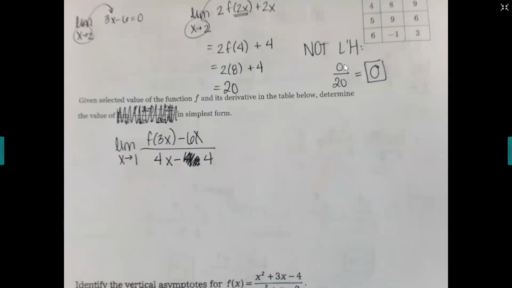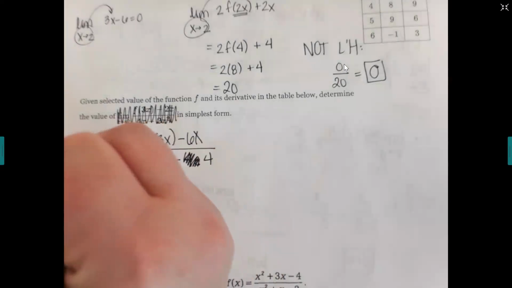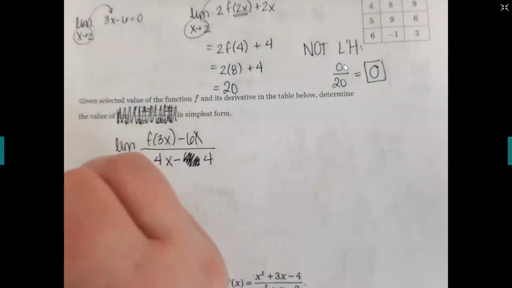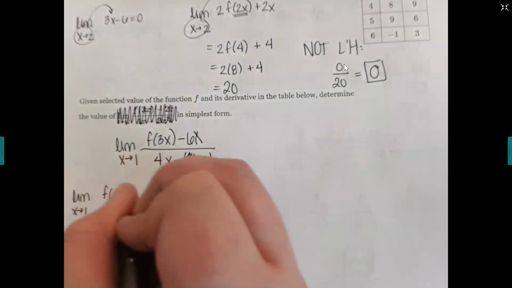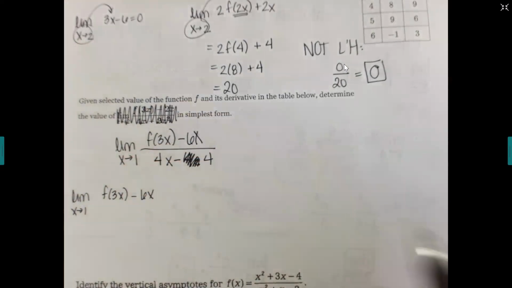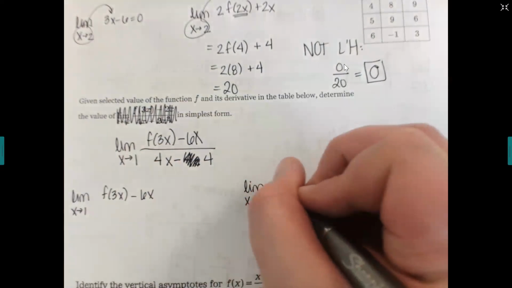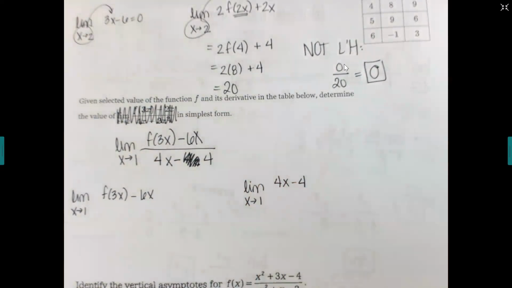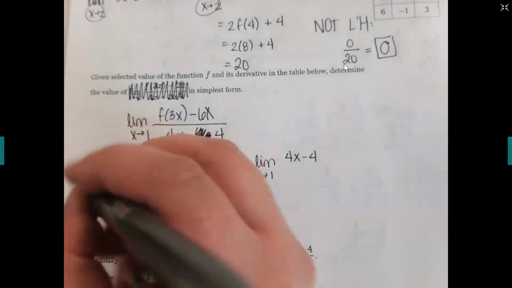Okay, so if it's multiple choice, nobody cares if you plug it in all together, but if it's free response, you're going to separate the top and bottom. So let's do the top first. We want the limit as x approaches 1 of f of 3x minus 6x. Then we're going to find the limit as x approaches 1 of 4x minus 4.